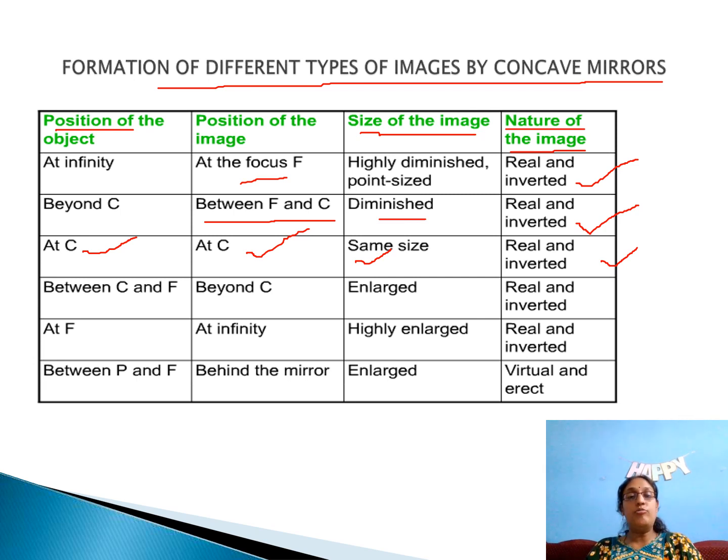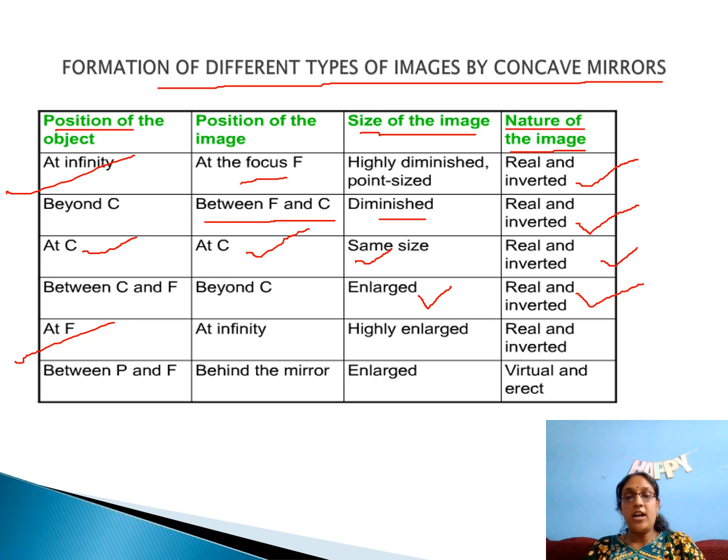Next, the object is placed between C and F and the image is formed behind C, and the size of the image is enlarged. And it is real and inverted. When you keep it at F, this and this will correlate. When you keep the object at infinity, you get the image at focus. When you keep the object at focus, you get the image at infinity. Only the size of the image and the nature of the image get varied.